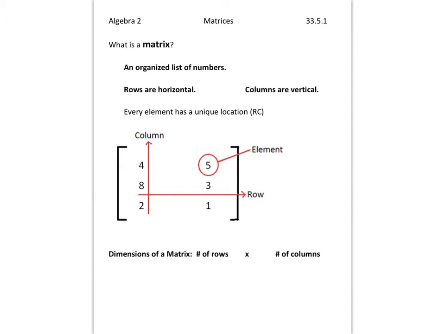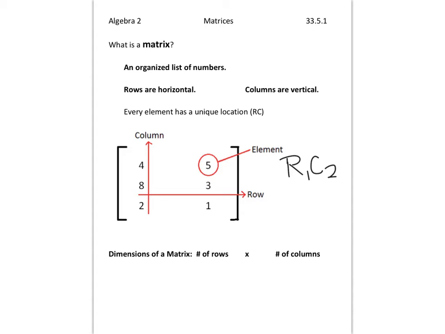The rows are horizontal, so this is row 1, row 2, row 3, and the columns are vertical, so this is column 1, column 2. Every element, you call a number in a matrix an element, has a unique location. Row first, column second. So I could ask you to tell me the number that's in row 1, column 2. Row 1 is at the top, column 2 is at the right.